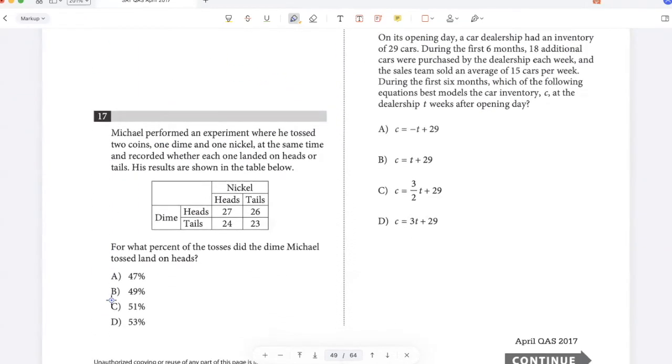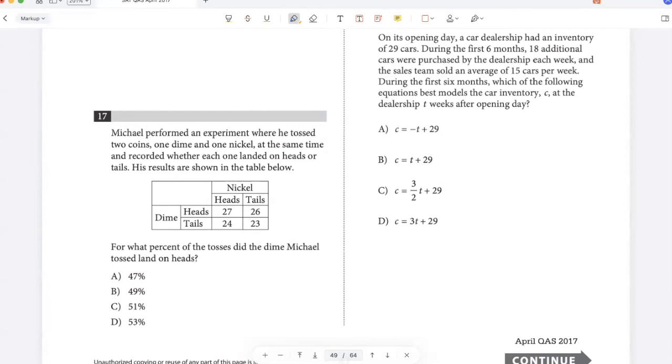Michael performed an experiment where he tossed 2 coins, 1 dime and 1 nickel, at the same time and recorded whether each one landed on heads or tails. His results are shown in the table below. For what percent of the tosses did the dime Michael tossed land on heads?